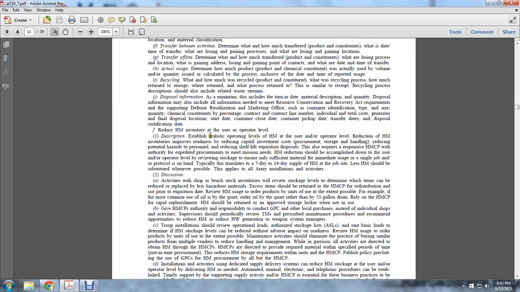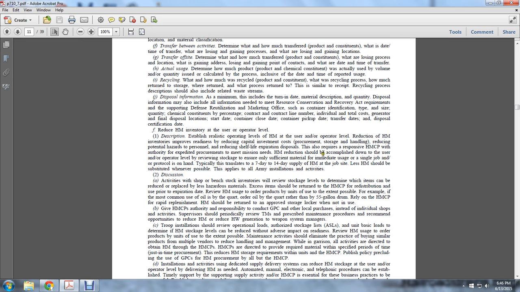One, description. Establish the realistic operational level of the hazardous material at the user or operator level. Reduction of the hazardous material inventories. Improve readiness. Reduce capital investment costs in procurement, storage, and handling. Reduce the potential hazards to personnel. Reduce shelf life, expiration, and disposal. This also requires a responsive hazardous material control program that expedites procurements to meet mission needs.